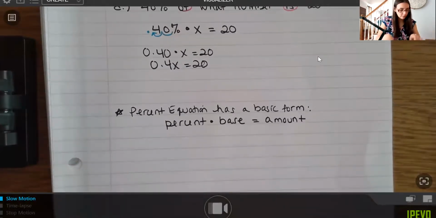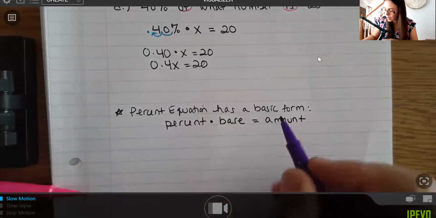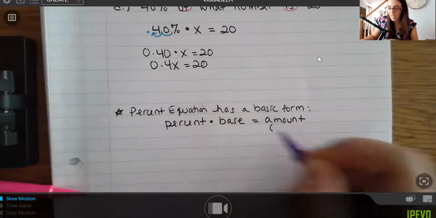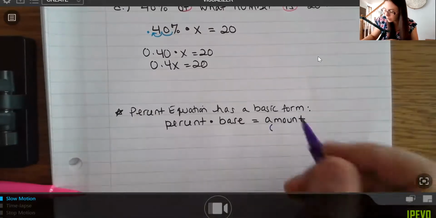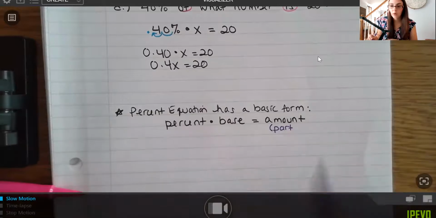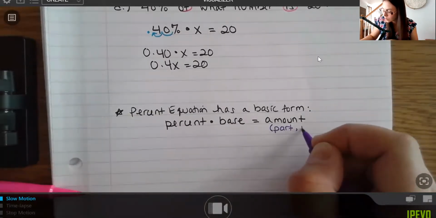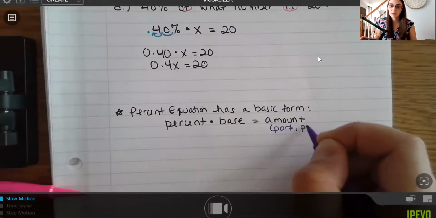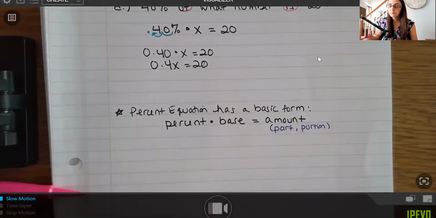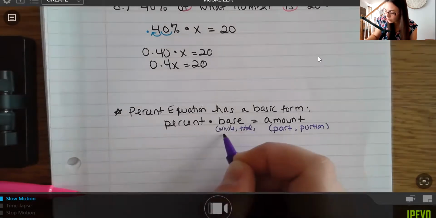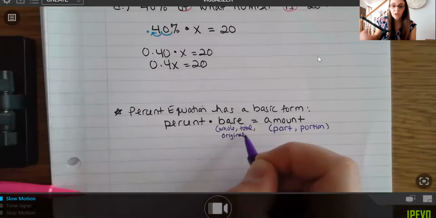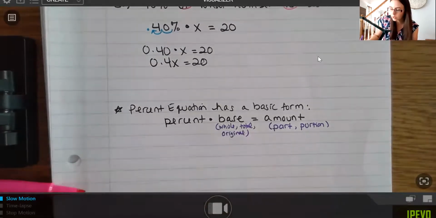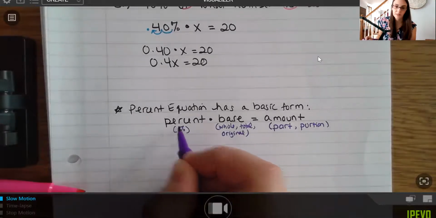Now, there are a couple other words here too. This word amount, you can also think of as typically, although not always, but usually, the part as well. Or we also use the term portion. So you may hear that. A lot of times if you're watching videos on percent, they use the terms base and portion instead. So you may hear those words here. The base you can usually also think about as your whole or your total or your original value, your starting point too. And then of course your percent is your percent, right? So that would be that original percent that you have.